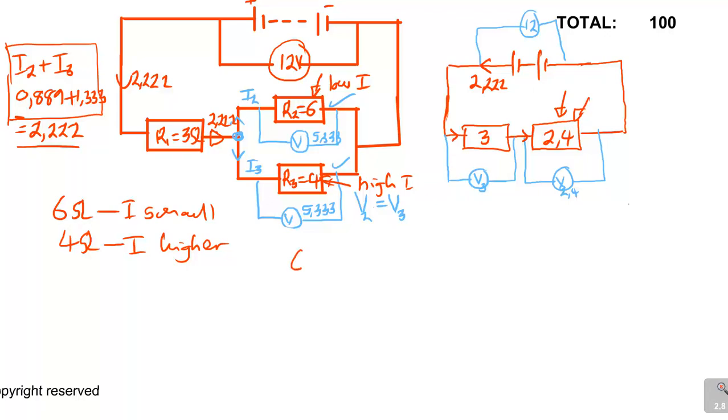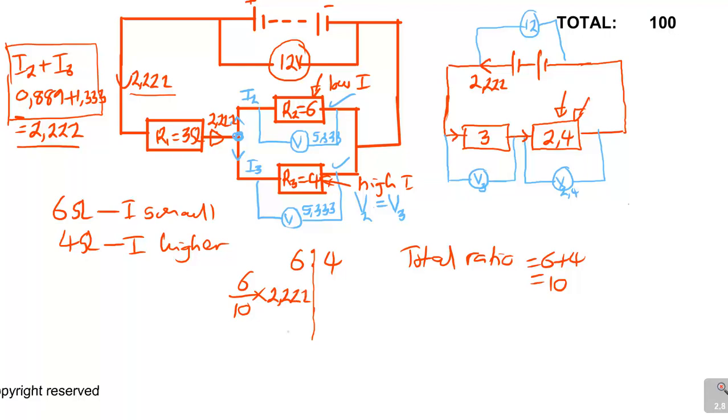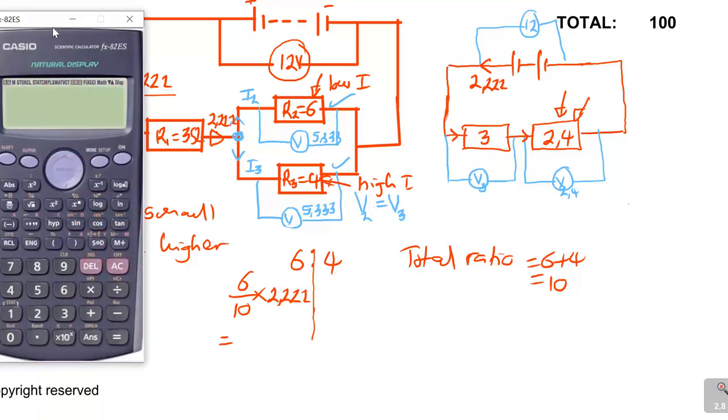So these ratios are 6:4. Now let me find the total ratio. The total ratio is equal to 6 plus 4, which equals 10. So I'm going to look at the first one, which is 6/10 times, remember, they are splitting the current, and the current was 2,222.